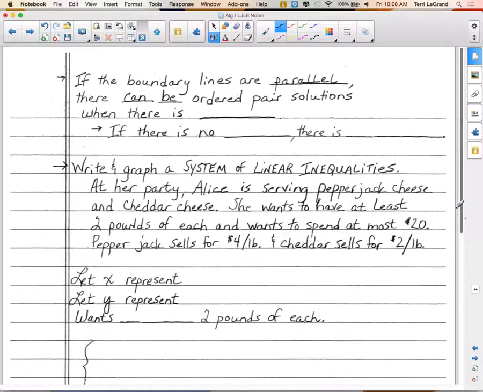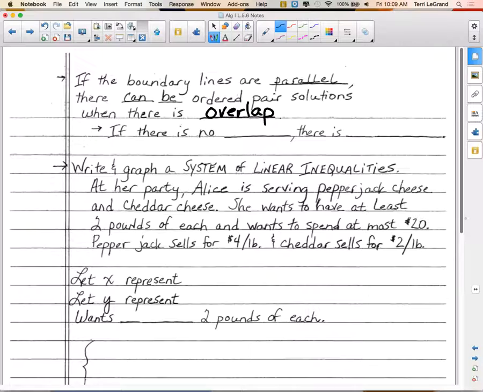But when we're talking about an inequality, now we're talking about a shaded region of solutions. And we're going to have two of them. And so if the boundary lines are parallel, there can be solutions. There's going to be ordered pair solutions when there is overlap. Just like in our last one where they weren't parallel.